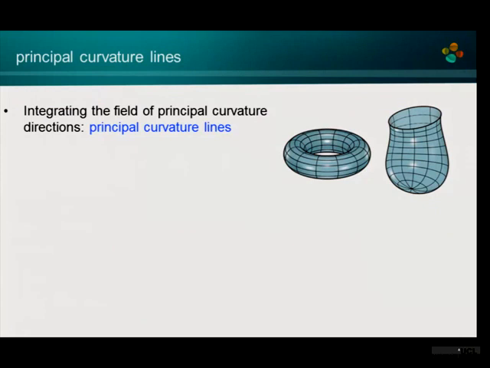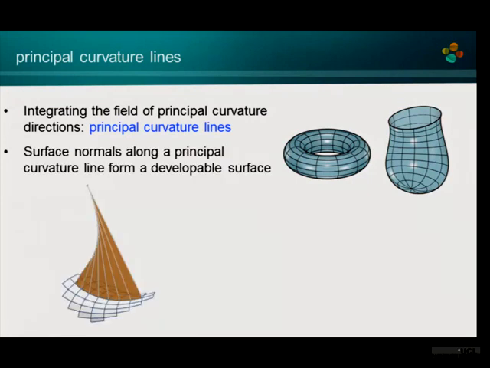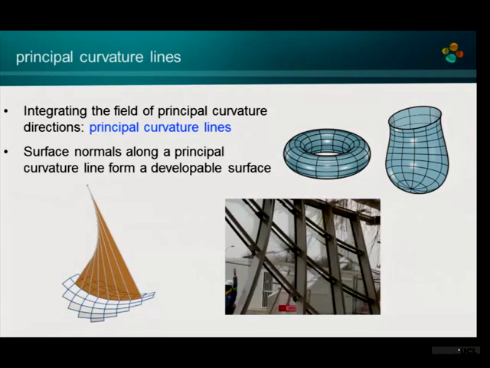Now, one has at each point of a surface two orthogonal tangent directions to which we have these principal curvatures, so the extremal values of curvature, and one can integrate these directions. Means we look at curves on the surface that always follow this extremal normal curvature, these principal curvatures. And another characterization is if we have such a principal curvature line, and we take the surface normals at the points of this principal curvature line, these surface normals will form a developable surface. So this is another geometric characterization.